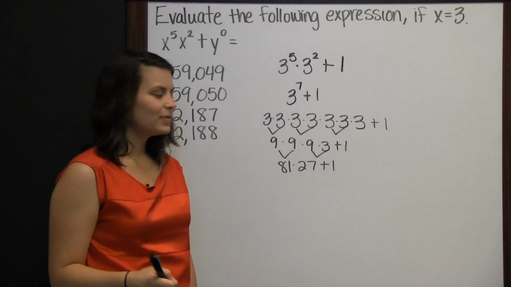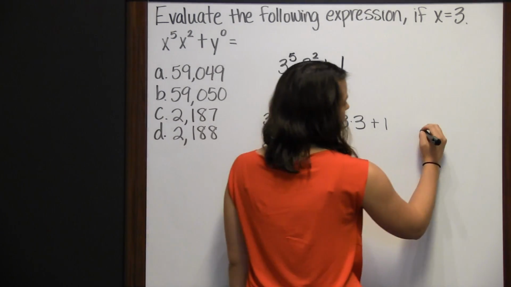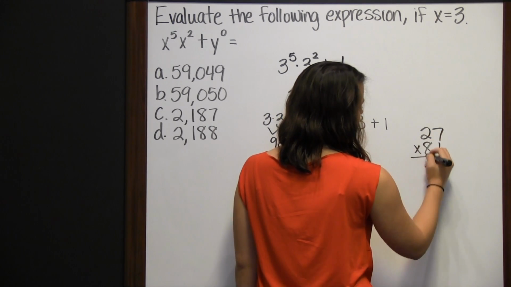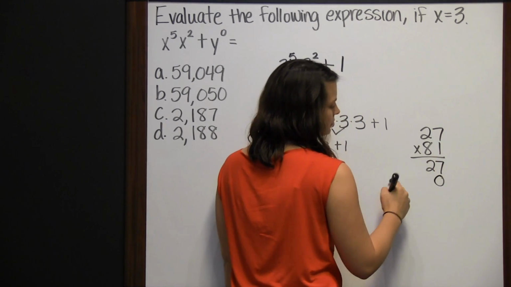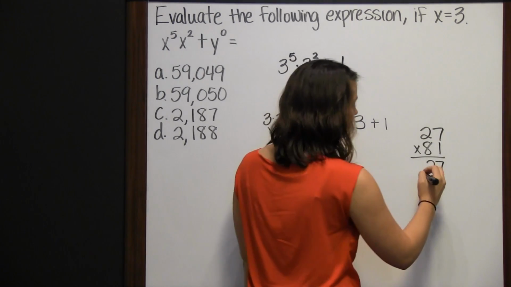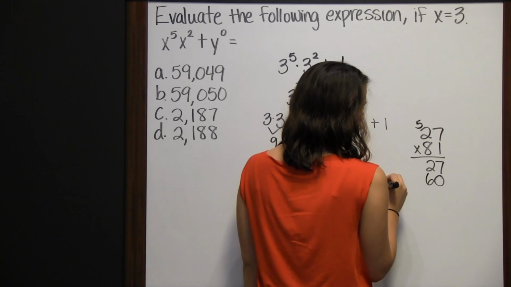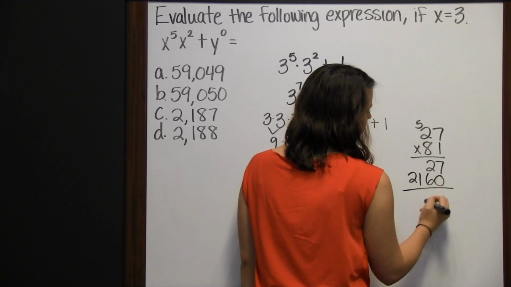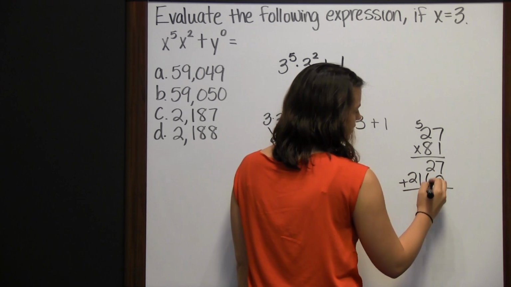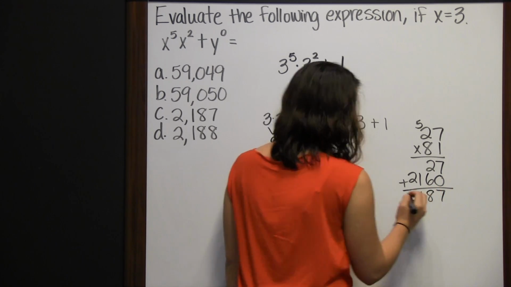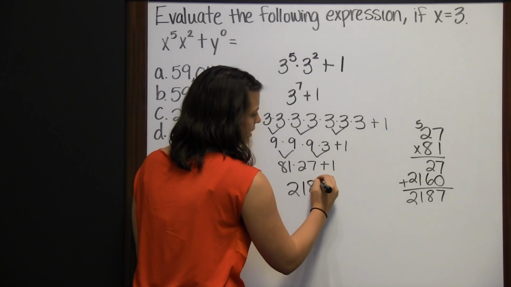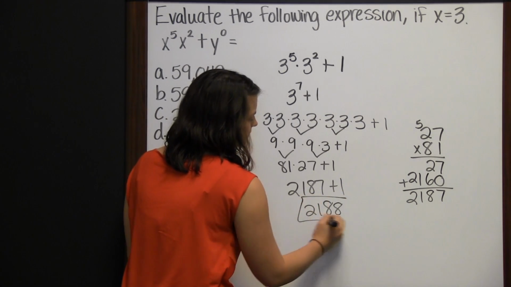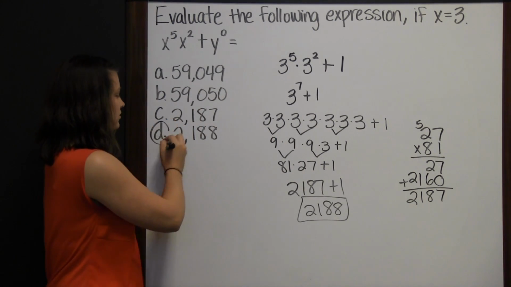Okay, so now we need to multiply 81 times 27. 27 times 81, 1 times 7, 7, 1 times 2, 2, 0 placeholder. 8 times 7 is 56, so write the 6, carry the 5. 8 times 2 is 16, plus 5 is 21. So that's 7, we're adding these together, 8, 1, 2. So 2,187 plus 1, which is 2,188. So that's our answer. Answer D.